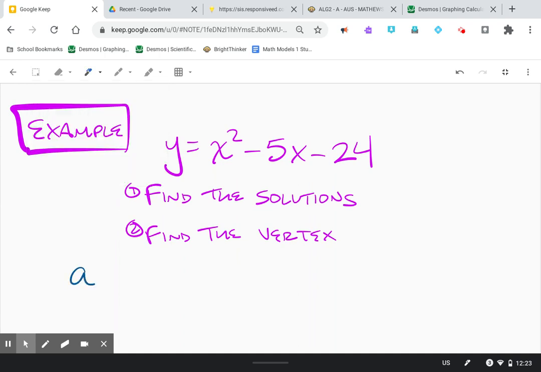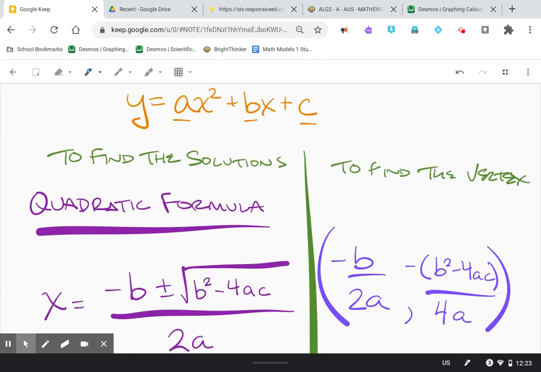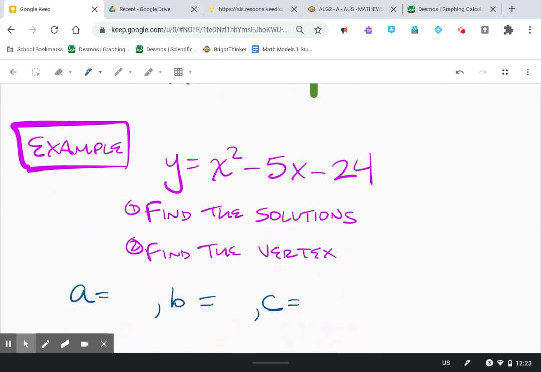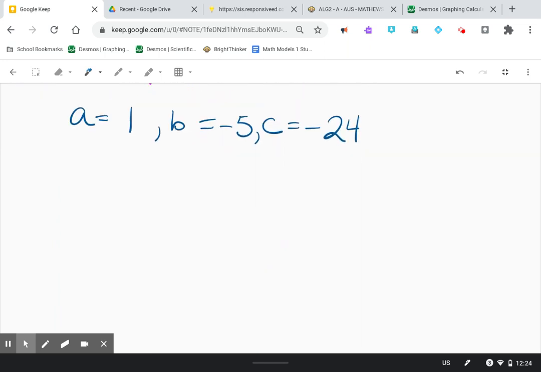All right, let's start by doing the most important thing, which is to identify a, b, and c in this equation. Remember the standard form is y equals ax squared plus bx plus c, so we're looking at the coefficients of those terms. The coefficient of my x squared term is the a. There is no coefficient written here, so we know that's a 1. The coefficient of the b term, minus 5x, is negative 5. And the coefficient of my c term, in other words my constant, is negative 24.